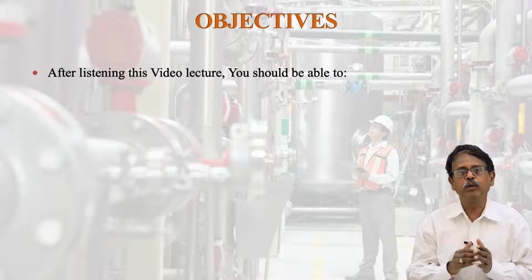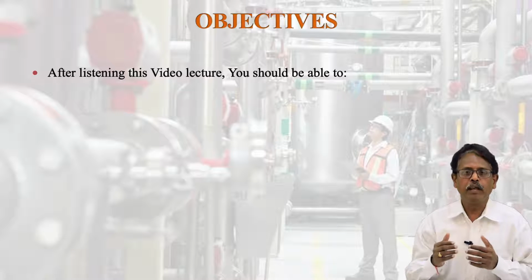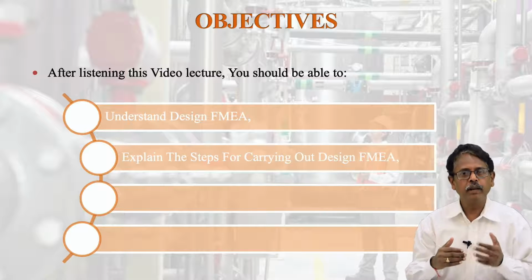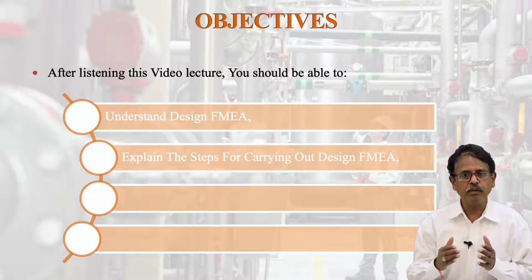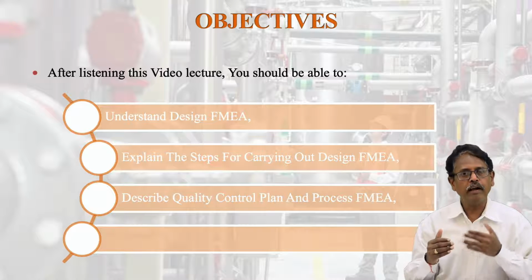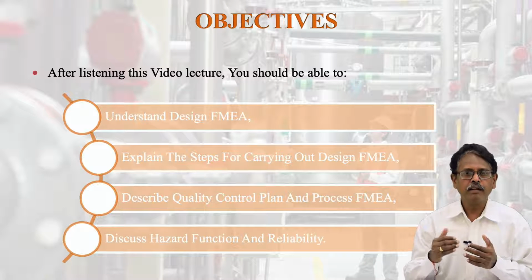Objectives. Learners, after listening to this video, you should be able to understand Design FMEA, explain the steps for carrying out Design FMEA, describe Quality Control Plan and Process FMEA, and discuss hazard function and reliability. These are the various objectives we will be able to learn after listening to this video lecture.